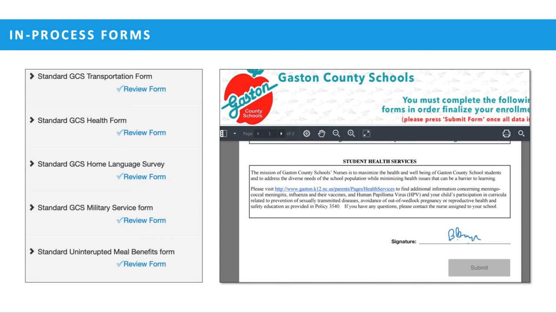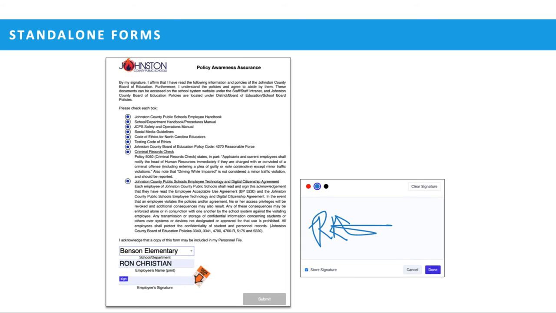We offer several types of forms. This is an example of an in-process form. You would see this as part of an online enrollment process. Next, we have standalone forms. As education continues to change and schools need information from families in order to make decisions about remote learning, device distribution, or the health of a student, these forms are becoming increasingly sought after because of the ease of use and the real-time data they provide.